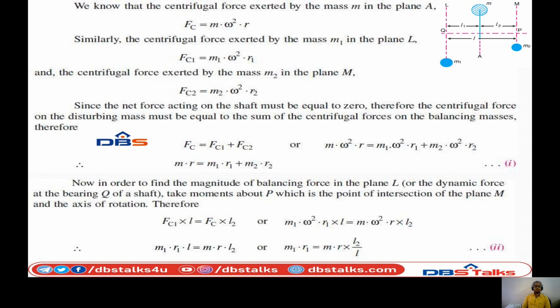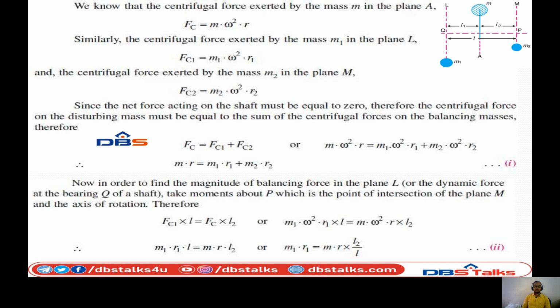So the net force acting on the shaft must be 0. The centrifugal force acting on the disturbing mass must be equal to the sum of the centrifugal forces on the balancing masses. So Fc is equal to Fc1 plus Fc2. We know that Fc is M omega square R, equal to M1 omega square R1 plus M2 omega square R2. By equating omega squares on both sides, MR is equal to M1R1 plus M2R2.